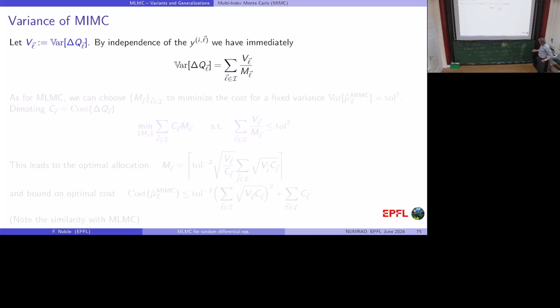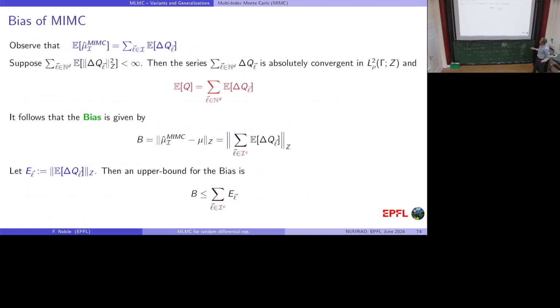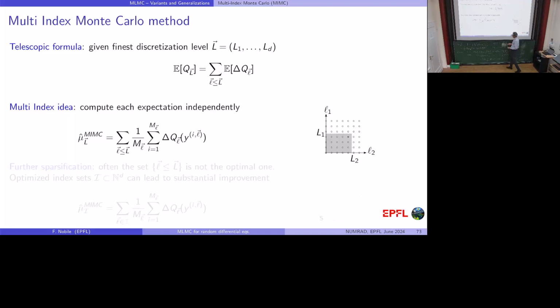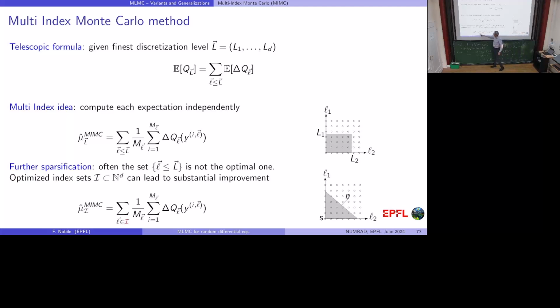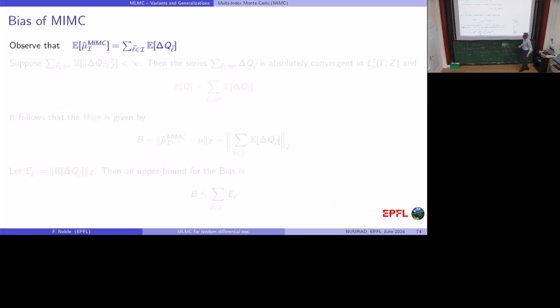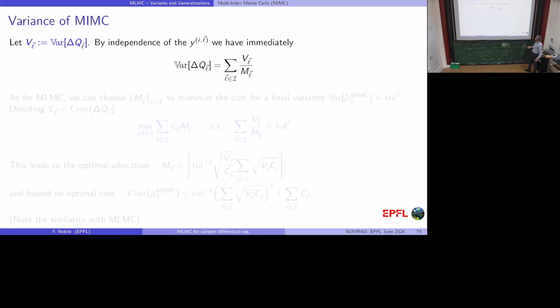What's the variance? Well, it works pretty much like in Multilevel Monte Carlo. So the variance is the sum of independent Monte Carlo estimators. Each one is a Monte Carlo estimator, so it will have a variance over sample size. So the variance of this multi-index estimator is here.